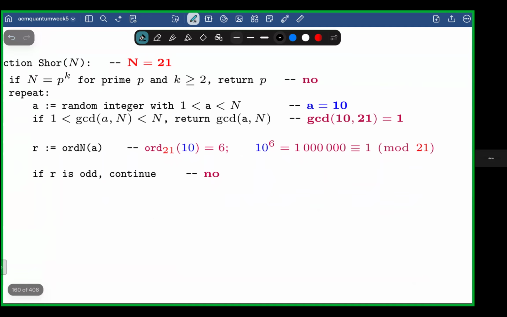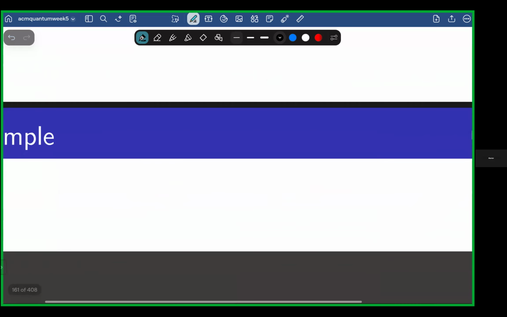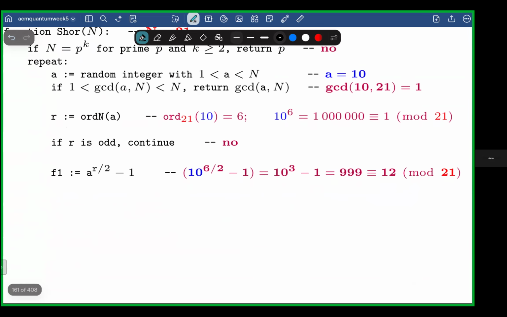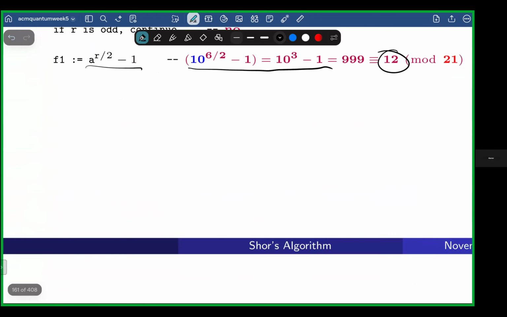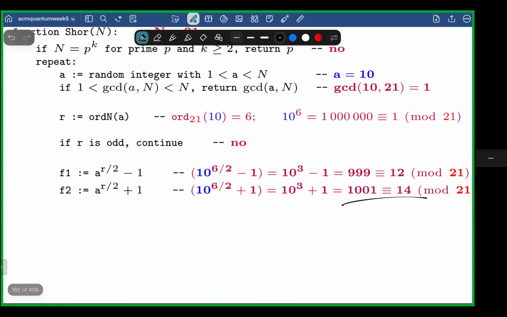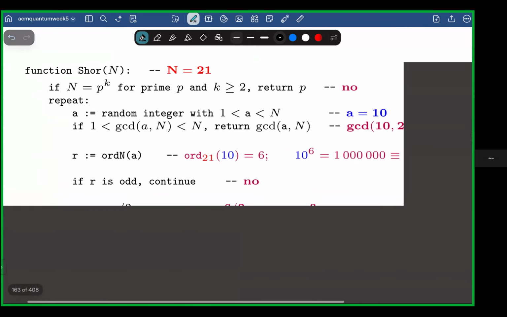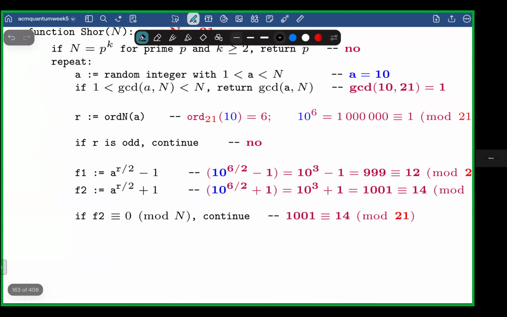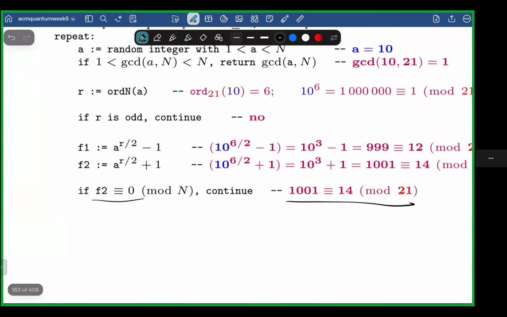If r is odd, then we continue. r is indeed even, so we're not going to choose another A. Then we compute this first factor, which is 10 cubed minus 1, equivalent to 12 mod 21. Compute the second factor, which is 14, like we just stated. And then we check if the second factor is equivalent to 0 mod n. Not the case, so that's good. We didn't run into case 2.